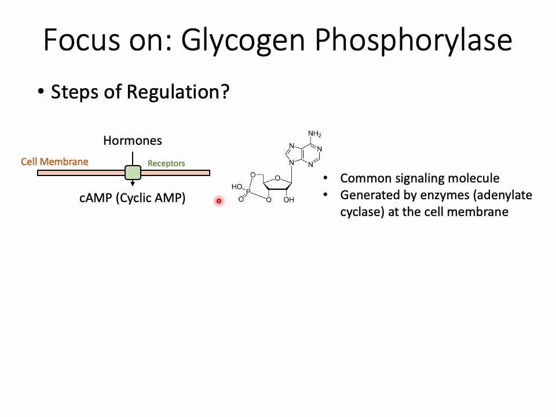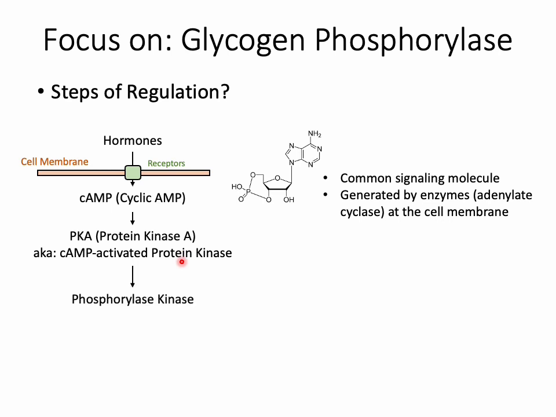This is a common signaling molecule which plays a role in regulating a huge range of cellular processes. cAMP is generated by an enzyme called adenylate cyclase, which exists at the surface of the cell membrane. And we'll see a little bit about that later. cAMP then goes on to activate protein kinase A, or PKA. Another name for protein kinase A is cAMP-activated protein kinase, which does reflect its role in this regulatory cascade. We've seen protein kinase A before in the regulation of glycolysis. Protein kinase A can also play a role in glycogen regulation.